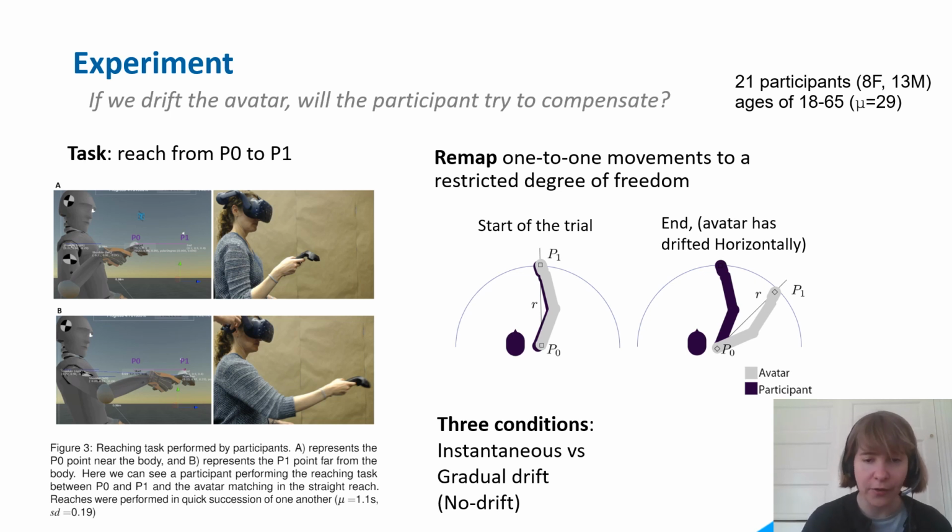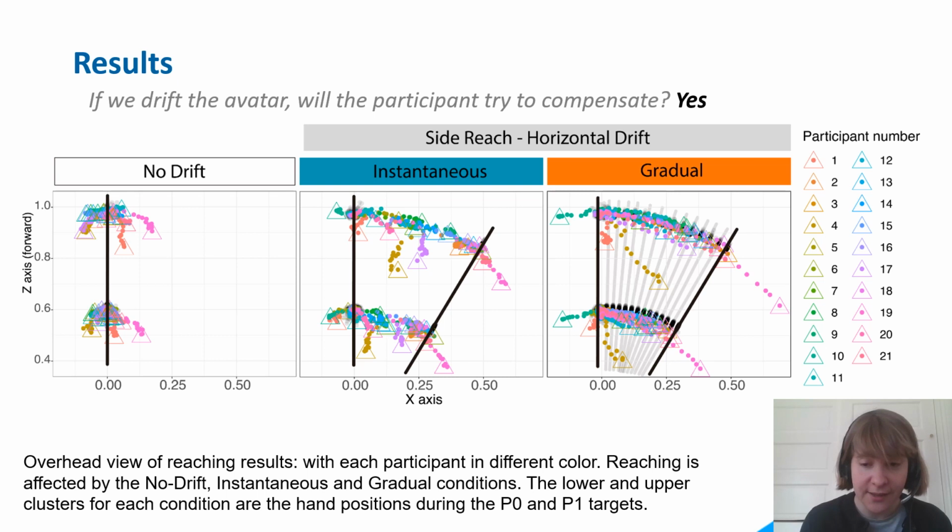You continue going from 0 to 1 all the time, and the avatar is also going from 0 to 1. I want to remind you that, as a participant, you don't need to drift. The avatar drifts, but you're fine. You don't need to. You can if you want. So what we want to see is if they try to compensate. And we find that yes, they try to compensate.